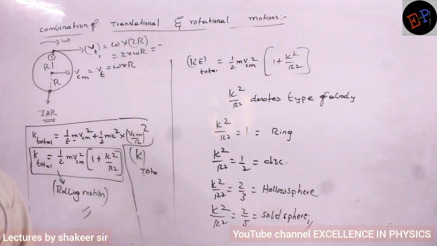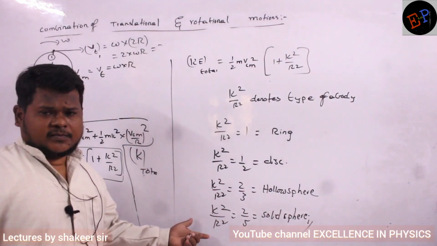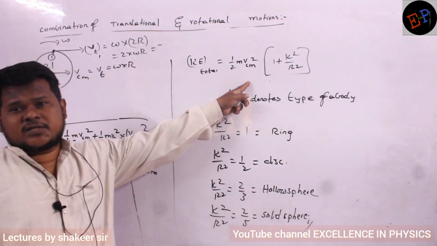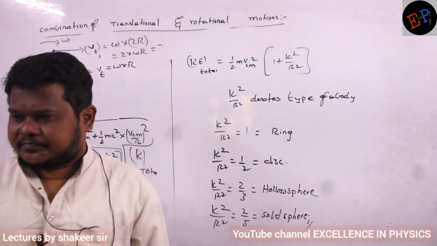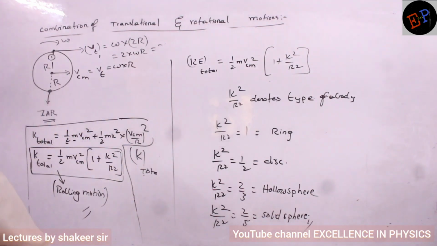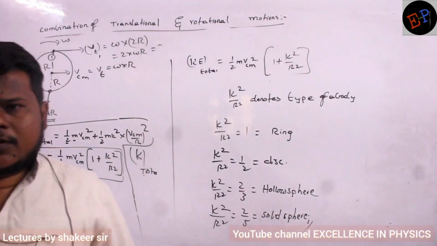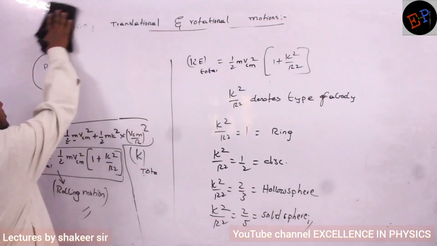Are you able to understand? So whatever the type of body given, just take that value of k square by r square and substitute in this equation, then you will get the equation of total kinetic energy. Okay, clear? Now after this, let us do some more analysis on rolling bodies, which is very important.